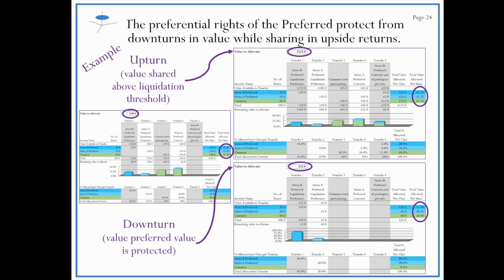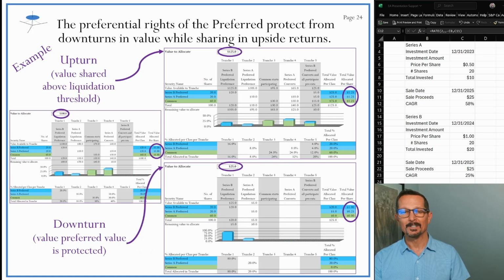Series A invested earlier, was subordinate in preference to Series B, and was paid a higher return at 125. 50 cents invested, 125 returned. If the allocation was December 2025, the compounded annual return, or CAGR, which should always be used for comparison purposes, is about 48% for Series A, whereas the return for Series B is only 25.